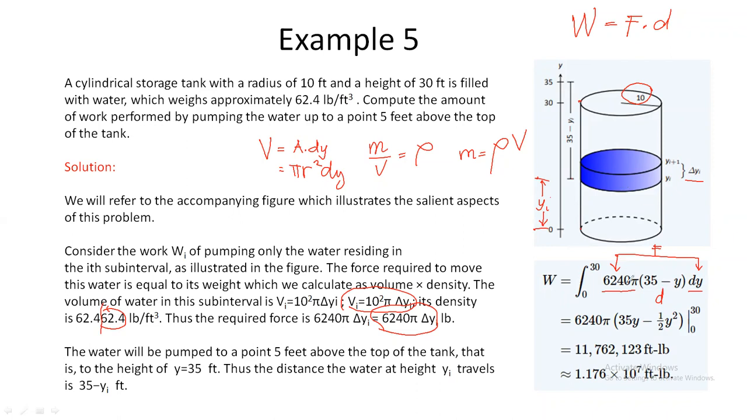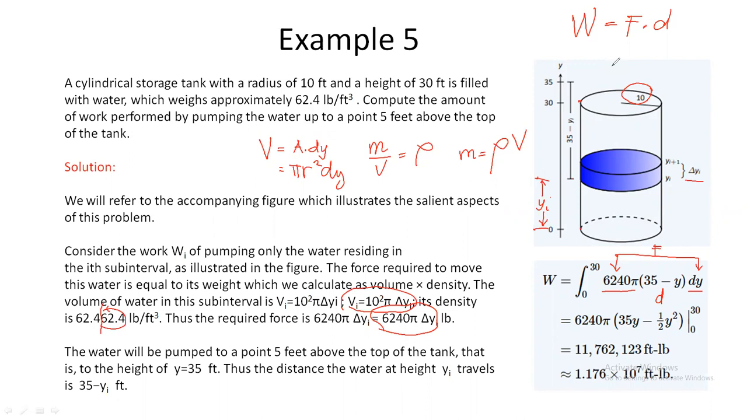If you do the mathematics here, it's just a simple case of the power rule. In terms of the amount of work in emptying, meaning all of the water inside the tank will be pumped out of it, 5 feet above the tank, the total work expended is 11,762,123 foot-pounds.